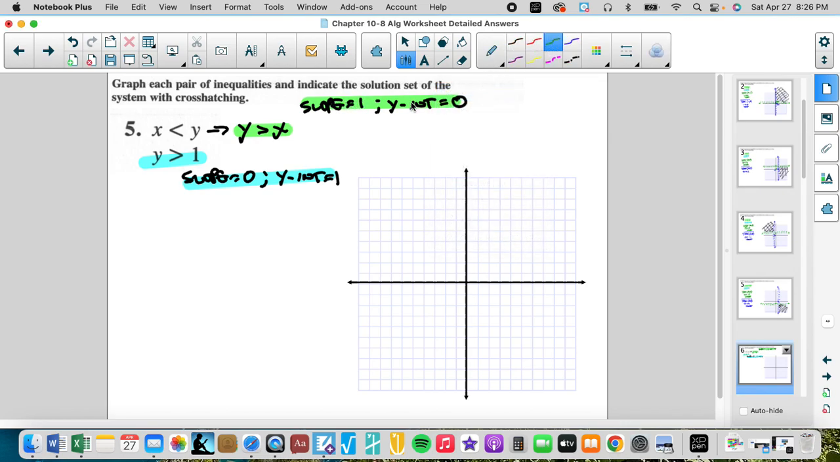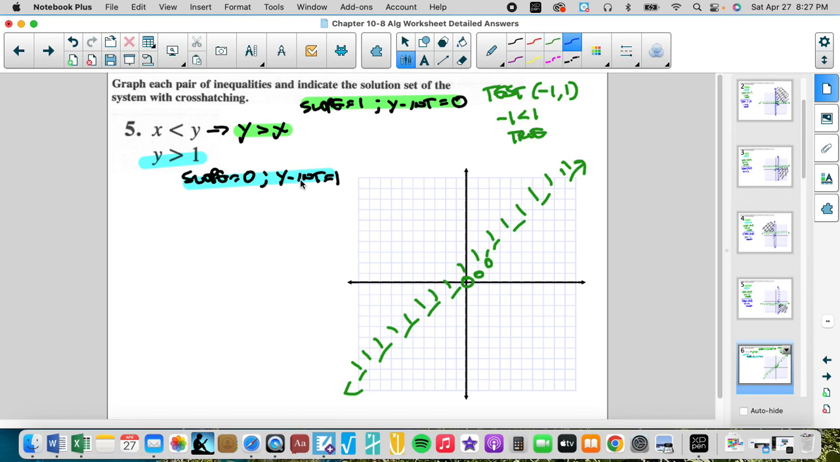So green has an open circle at 0 and a slope of 1, up 1, right 1, up 1, right 1, dotted through there. Can't test 0, 0. I'm going to test negative 1, 1. So my x value, negative 1, is less than my y value. That is true. So that point is true. So I'm going to shade this side of the graph towards that true point.